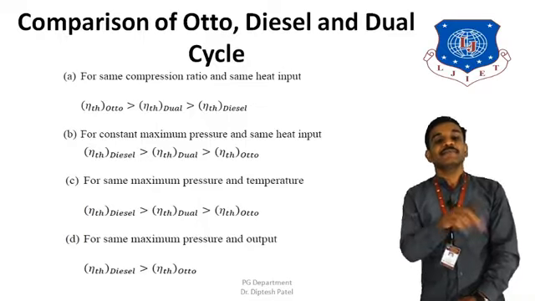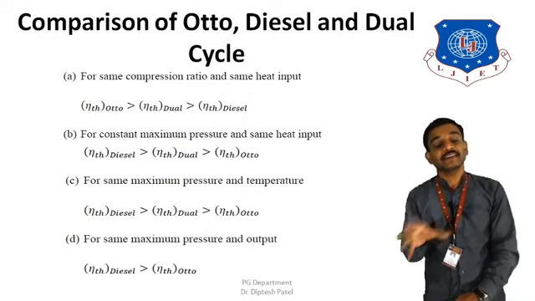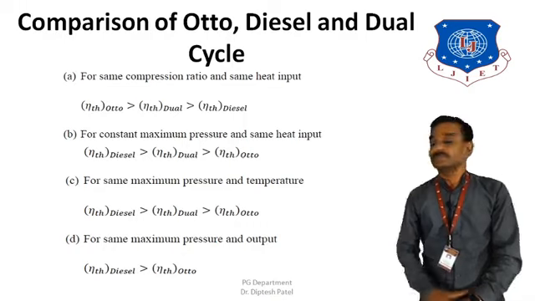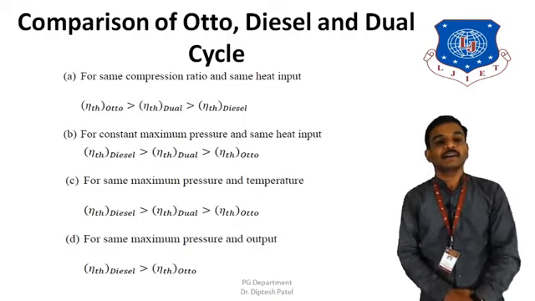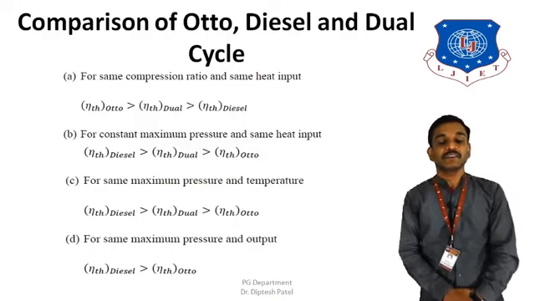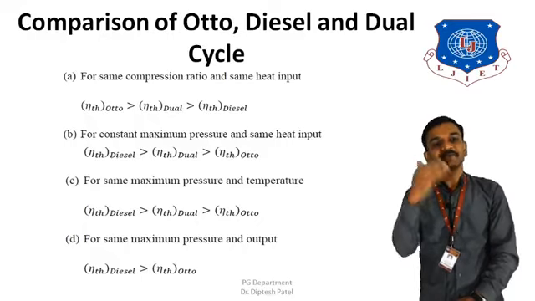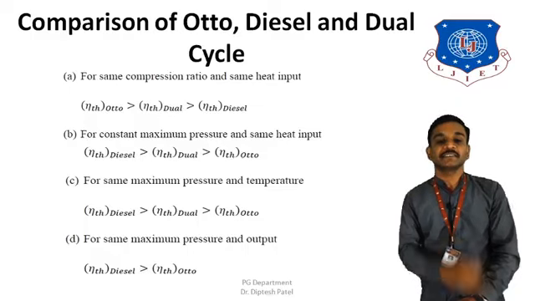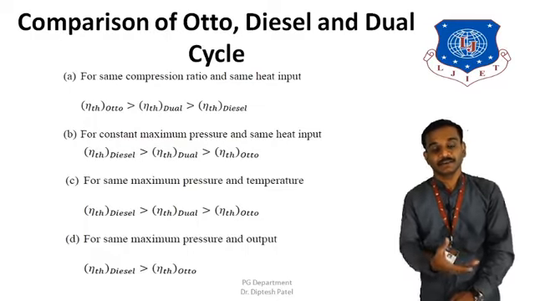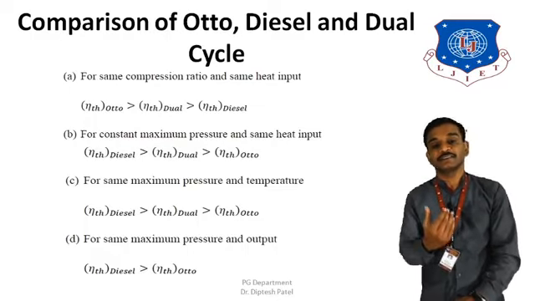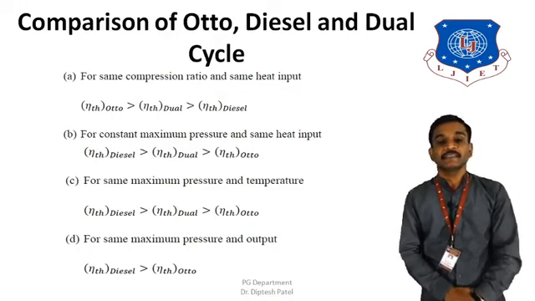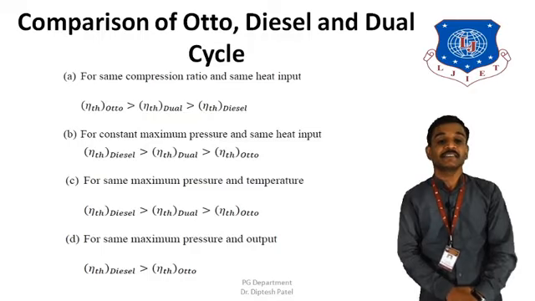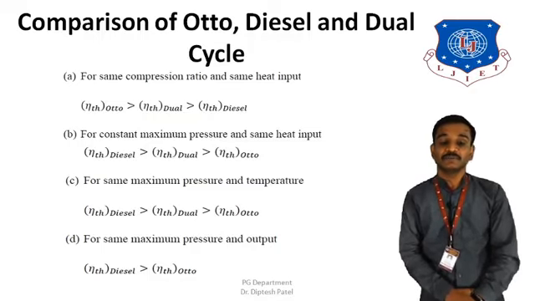But if we keep the maximum pressure, then in that case the efficiency of the diesel cycle is always higher than the others. So the second comparison is for constant maximum pressure and same heat input. We cannot increase the pressure of the Otto cycle because of the issues of detonation and knocking, and therefore in this category the efficiency of the diesel cycle is always greater than the efficiency of the dual cycle, and that is also greater than the efficiency of the Otto cycle.